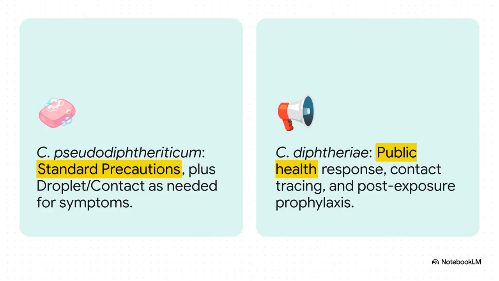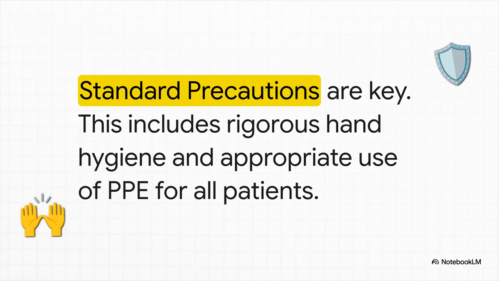Okay, this is probably the single most important takeaway for anyone in infection prevention and control. The rules for Corynebacterium pseudodiphtheriticum are fundamentally different and way less intense than the rules for toxigenic Corynebacterium diphtheriae. You do not need to trigger a massive public health response for this bug. The key, the absolute cornerstone, is just consistent use of standard precautions for every single patient. That means good hand hygiene and using your PPE correctly. If the patient has symptoms like a bad cough or a draining wound, then sure, you can add on droplet or contact precautions, but the basics are what will prevent spread in the hospital.